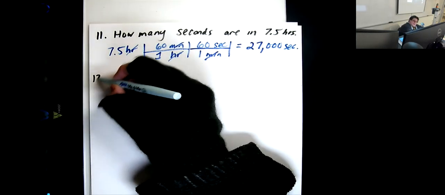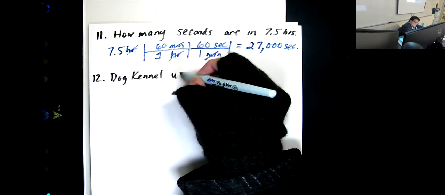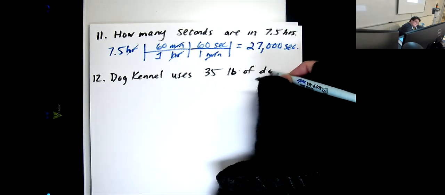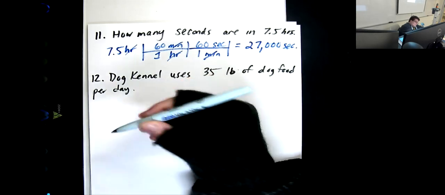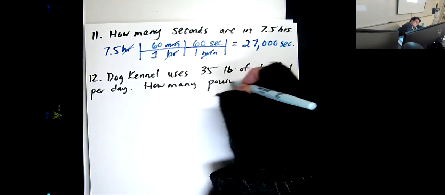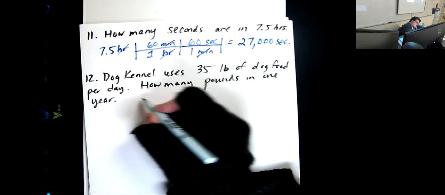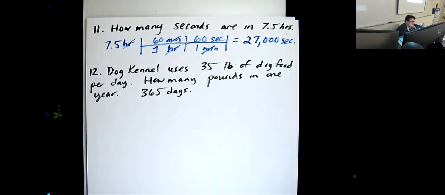All right, number 12. A dog kennel uses 35 pounds of dog food per day. How many pounds are used in 1 year? We will assume a standard year, not a leap year, 365 days. We're not doing 365 and a quarter. We're just going straight days.